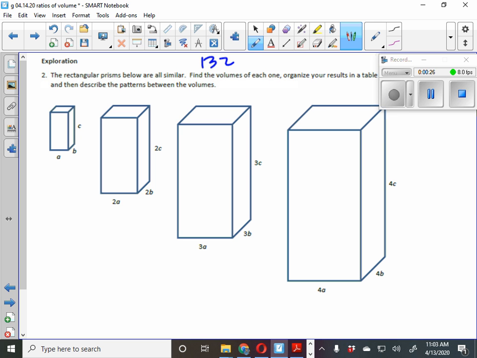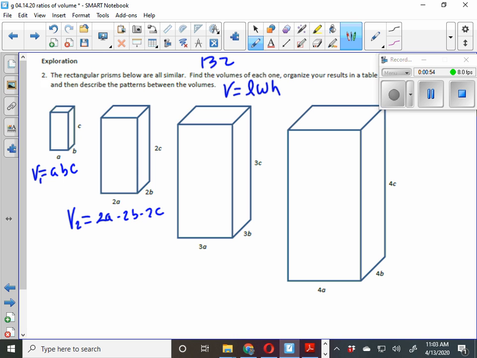And this is interesting because they didn't give us numbers, they gave us letters. But we know that the formula for this, volume equals length times width times height. Therefore, the volume here is A times B times C. And we're going to call that volume 1. Volume 2 is going to be equal to 2A times 2B times 2C, which is equal to 8ABC.